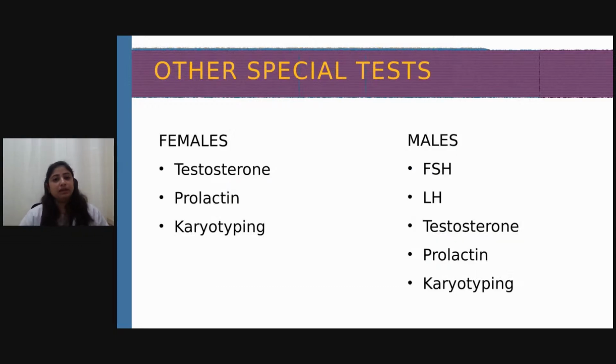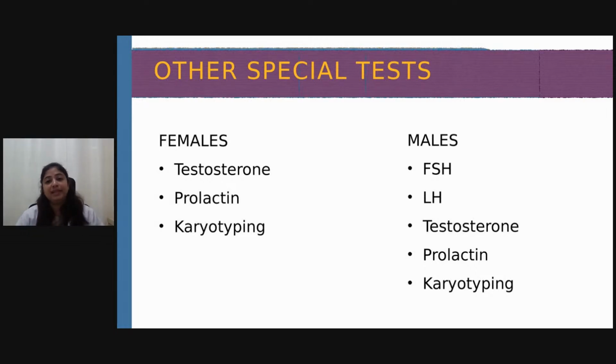Now, there are some other special tests which are not done on all couples, but are done when we find any abnormalities in any of these and we feel that special tests are needed. Like in females we might need to do testosterone. Testosterone is a male hormone which is many times increased in some females. Many times there might be excess facial hair growth or excess acne. That gives us a hint that we need to check her testosterone level. Or if a woman is having some breast complaints or breast discharge, then we can go for prolactin. Another is karyotyping.